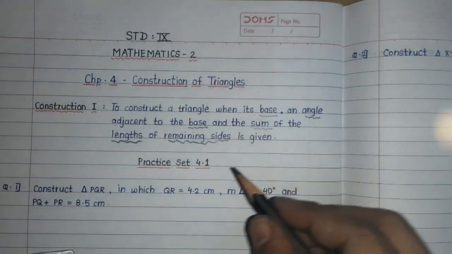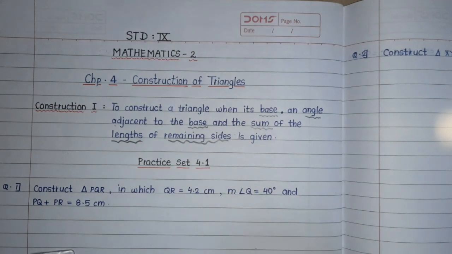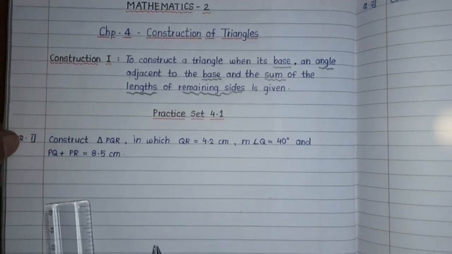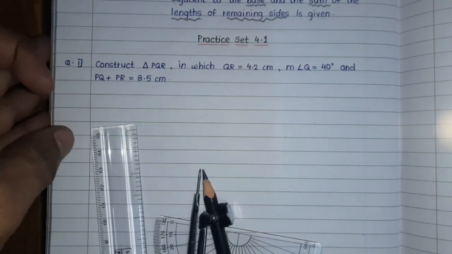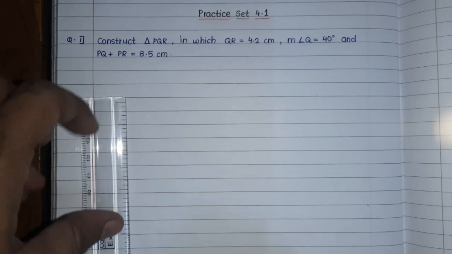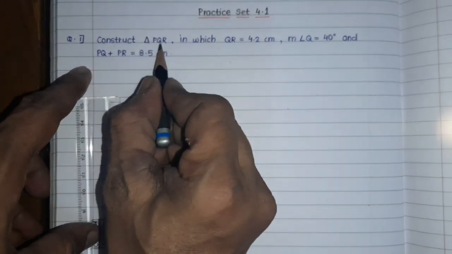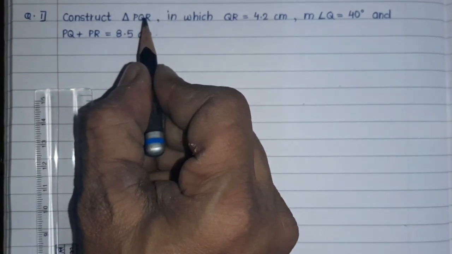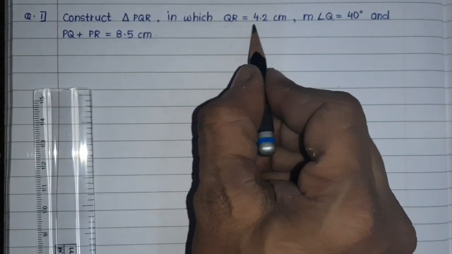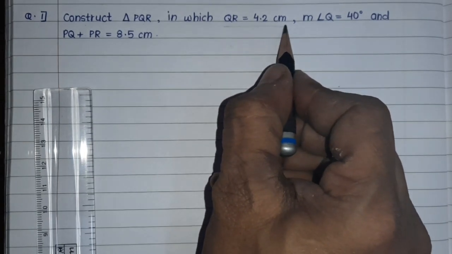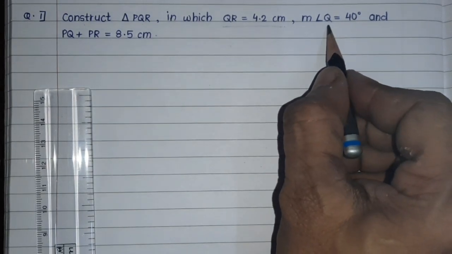Now, see here, we directly go to practice set 4.1. Question number one is given. Dear student, remember this type of construction is when the base is given, the angle adjacent to the base and the sum of the remaining two sides are given, then we have to construct a triangle. These are the conditions. Now see here, first of all, read the question. Construct triangle PQR. That means the name of the triangle is triangle PQR. Then, the conditions are QR is equal to 4.2 centimeter. That means out of these three sides, the length of one side of the triangle is given. Angle Q is 40 degree.